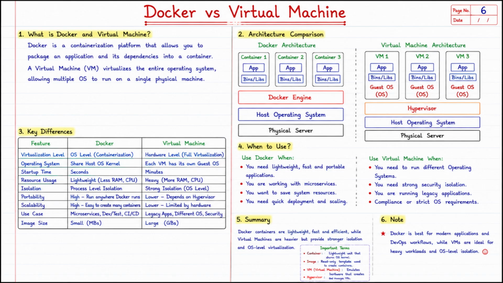Docker is the preferred choice for modern applications, cloud deployments, microservices, DevOps, and CI/CD pipelines because it's lightweight, portable, and fast. Virtual machines are still the better option when complete operating system isolation, running multiple operating systems, or strict security requirements are needed. So remember this simple difference. Docker virtualizes applications, while virtual machines virtualize entire operating systems.